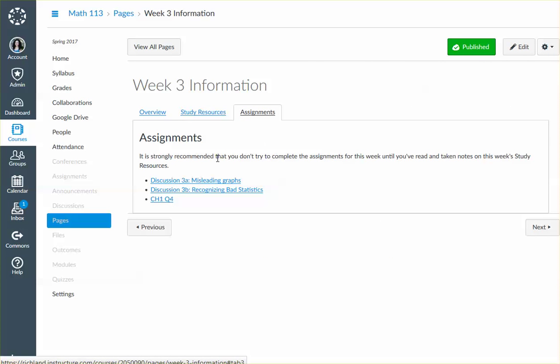For assignments, we've actually got 2 discussions for this week. One of the reasons for that is that we ended up not having a discussion every week necessarily as we get closer to the end of this semester, so this kind of makes up for it. Also, right now is a really important time to be talking about both misleading graphs and recognizing bad statistics, so we do have 2 different discussions because they cover slightly different things.